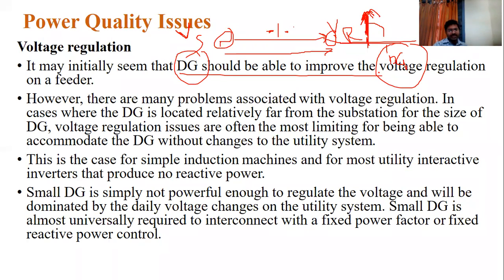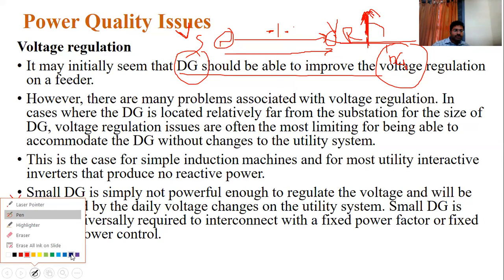This is the case to improve the voltage regulation. But consider this point. There are some small DGs. Suppose, what is this point? A small DG is not powerful enough to regulate the voltage and will be dominated by the daily voltage changes on the regulator system. You know, you understand that point. Very simple. I will explain this point.